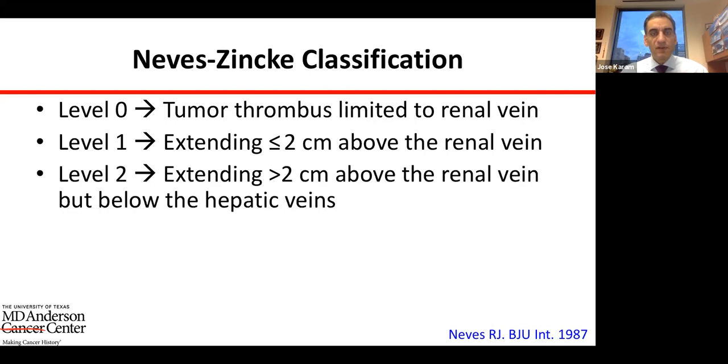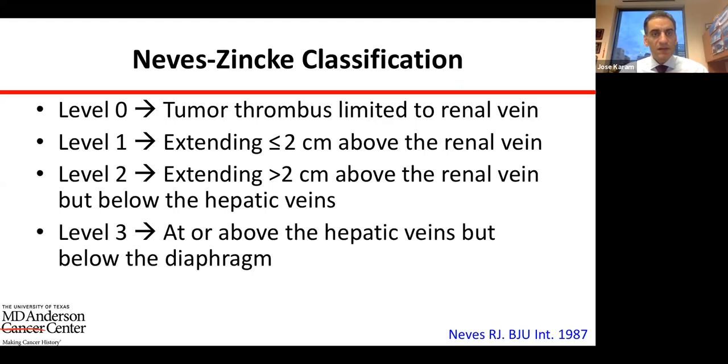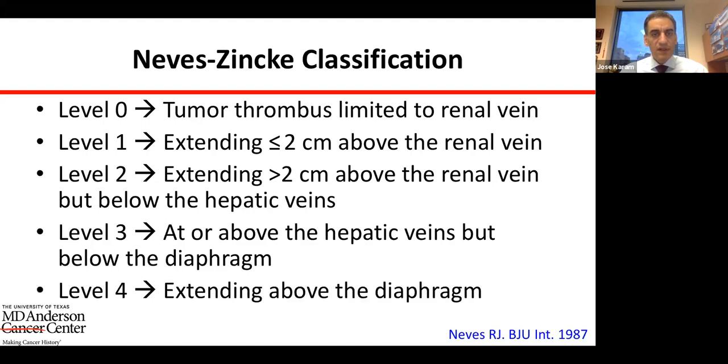Level 2 is a tumor thrombus in the IVC that extends more than 2 centimeters above the renal vein ostium, but it's below the hepatic veins. And a level 3 is at or above the level of the hepatic veins, but still below the diaphragm. So now we're still in the T3B category. And level 4 is above the diaphragm or into the atrium.